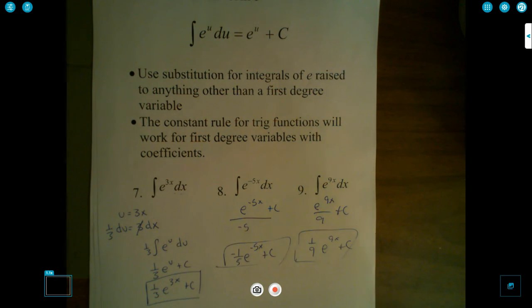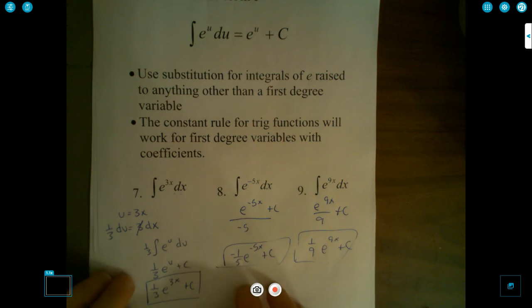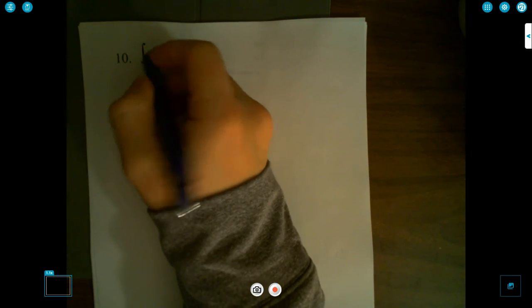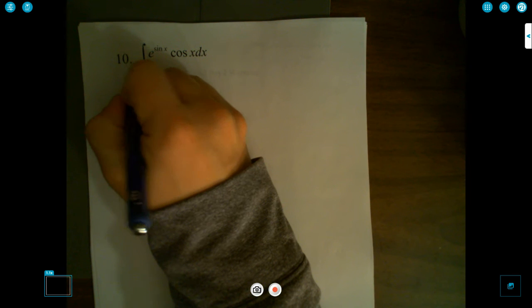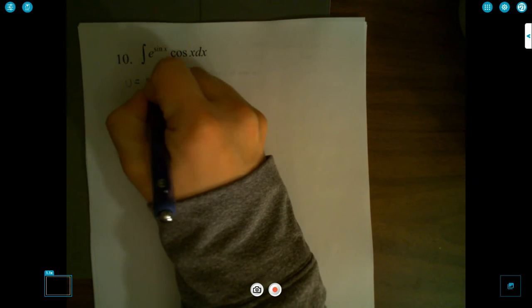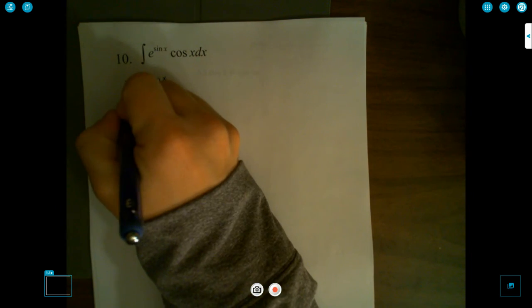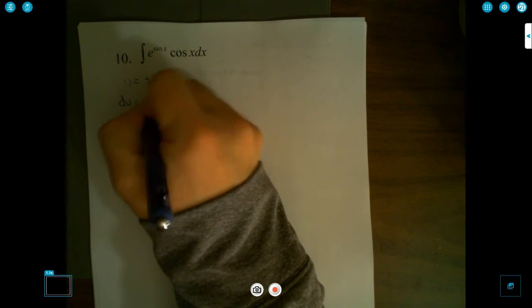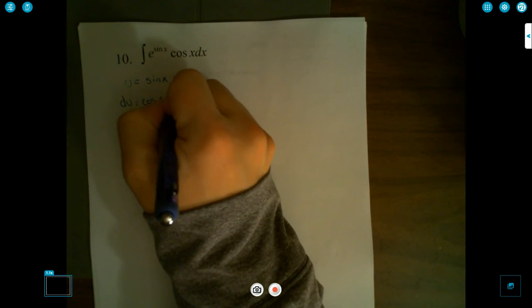Last one we're going to look at, and honestly it's probably the most important one, is where the trig ratio or the trig function is in the exponent. This is really like we've got to do a little bit of thinking on this. You go ahead, let u equal the exponent, so sine x. Take the derivative of that, you're going to get du equals cosine x dx.